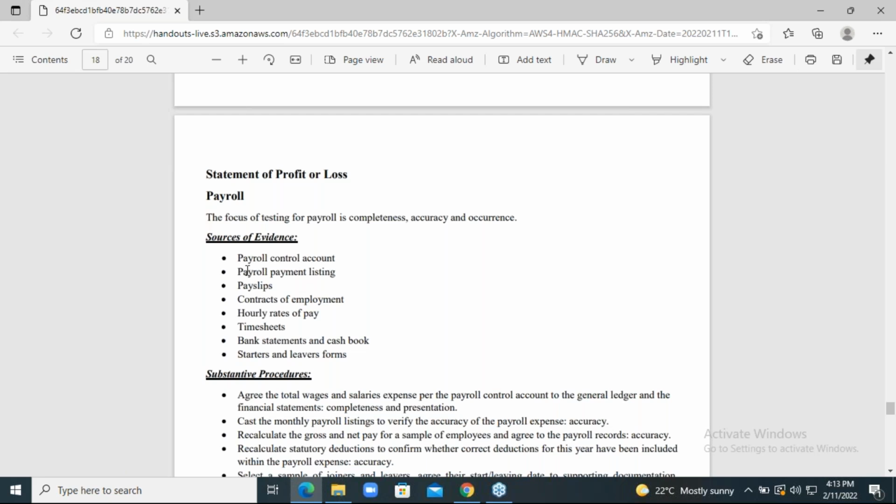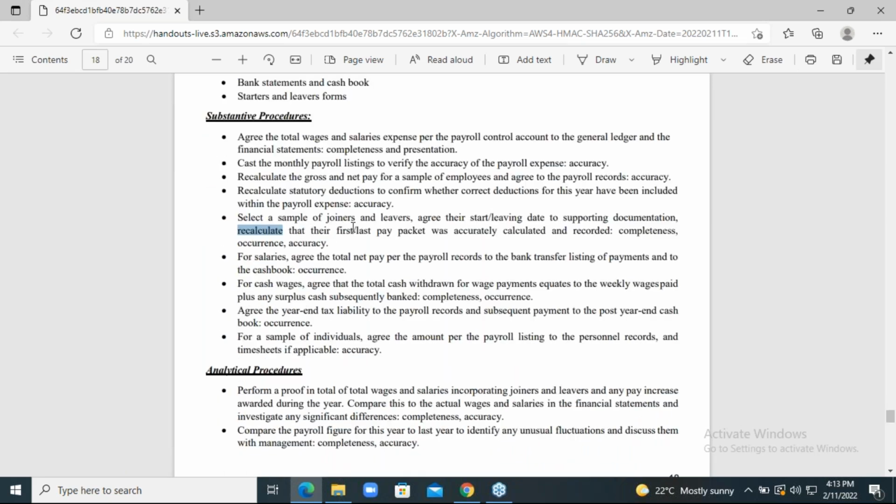Then accuracy and cutoff. For accuracy, we are going to go into payroll. We are going to see joiners and leavers. We are going to calculate statutory deductions. We are going to recalculate gross and net payment. We are going to cast the monthly payroll listing. So all these are important relevant points for accuracy and cutoff. You can see for salaries, agree the total net pay per payroll record. This is also an important relevant procedure.